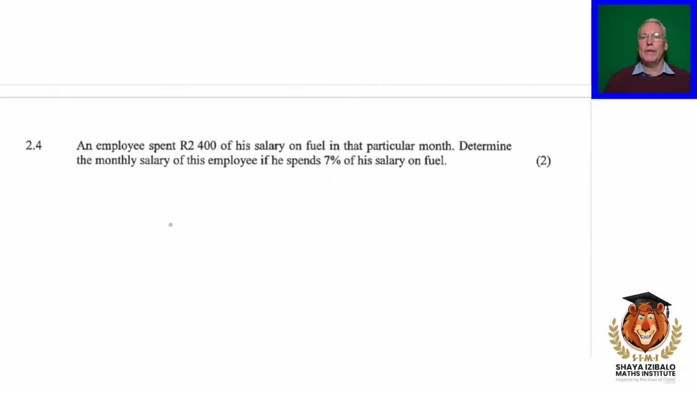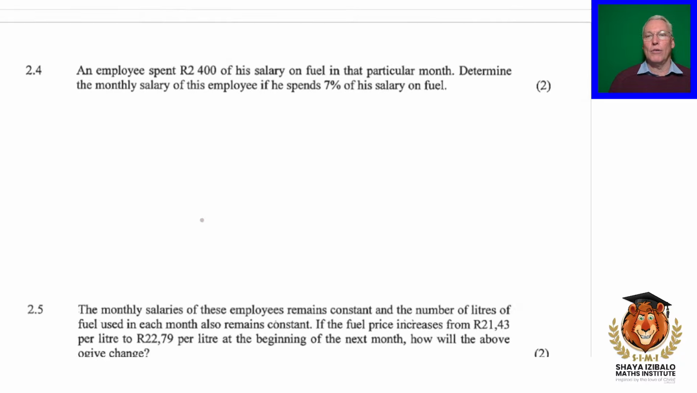The next question says, an employee spent 2,400 Rand of his salary on fuel, and then it says, what's the salary if that is equating to 7%? So this is not really a statistics question at all. This is just a basic proportion question. So we know that 7% is equivalent to 2,400 Rand.